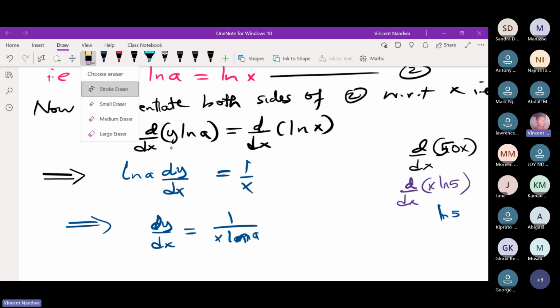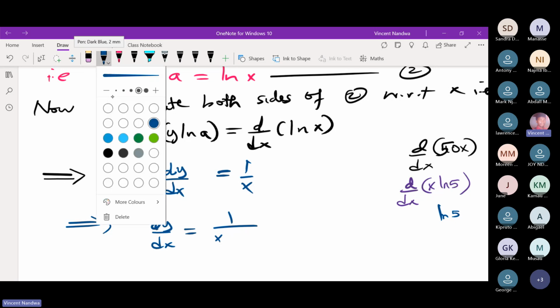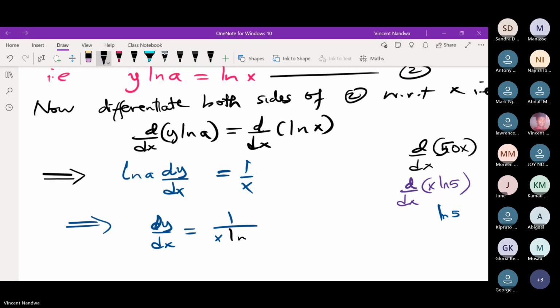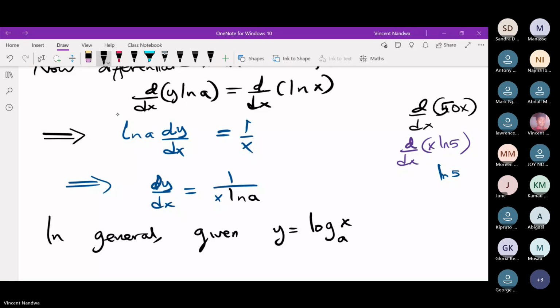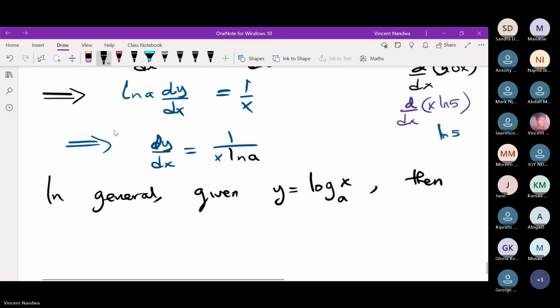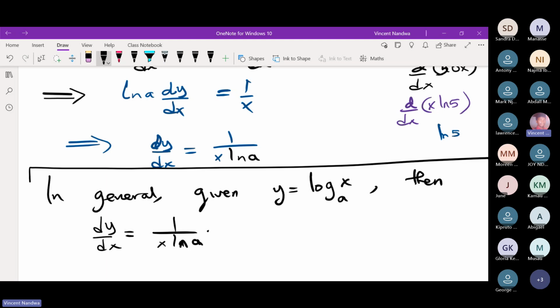And we can now make a generalization whenever we are dealing with log of x to base a function. So in general, given y equals log of x to base a, then dy dx is given by 1 over x ln of a. Add this to your toolbox.